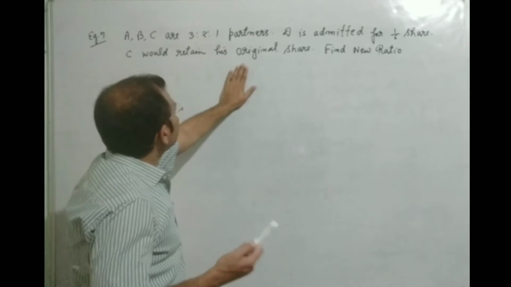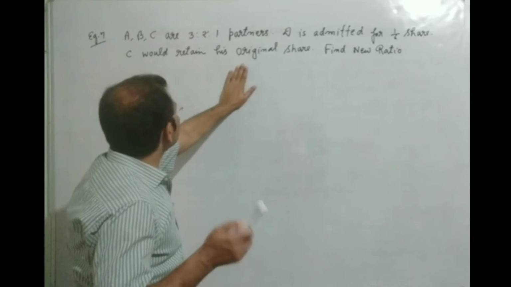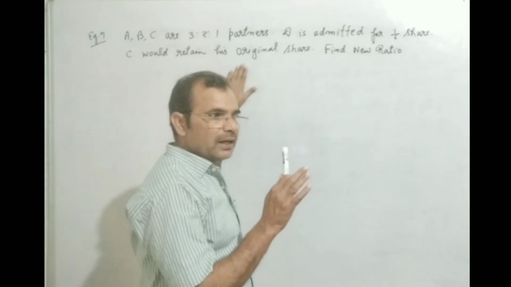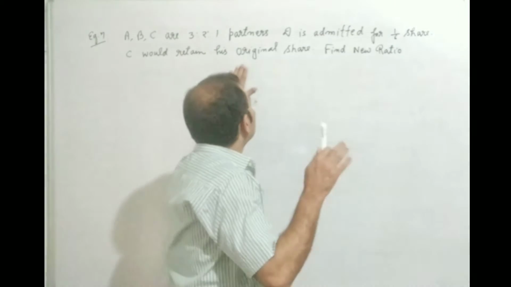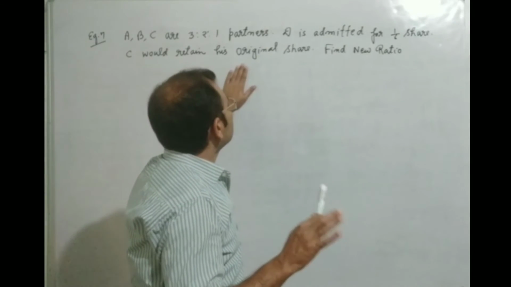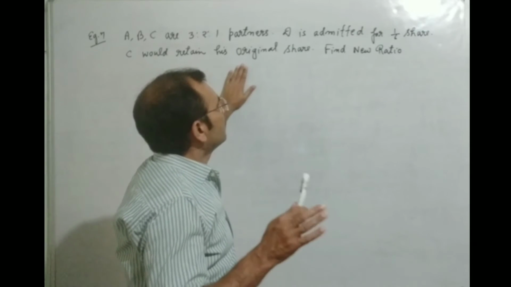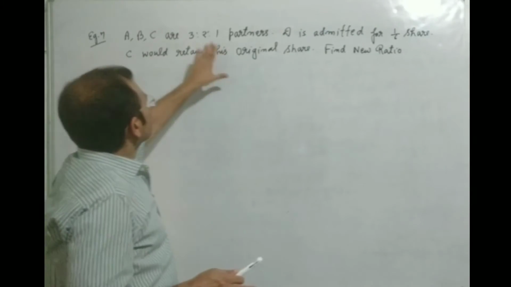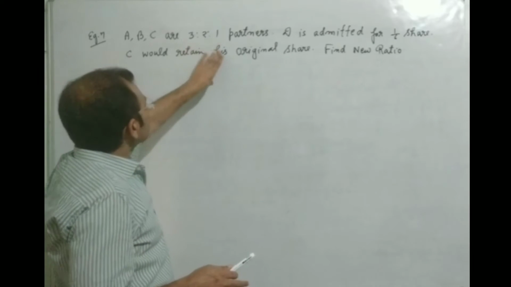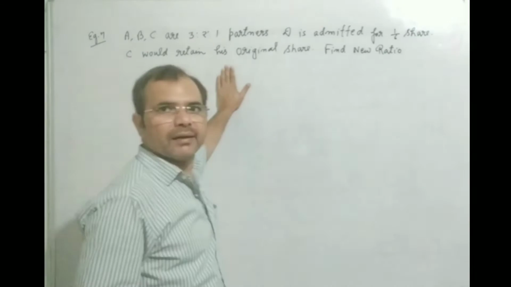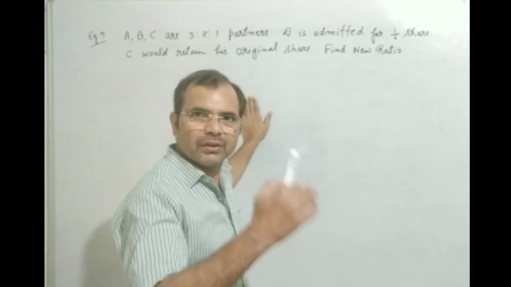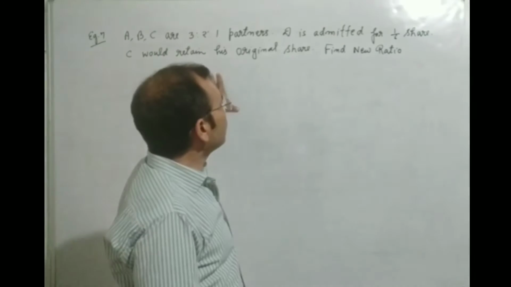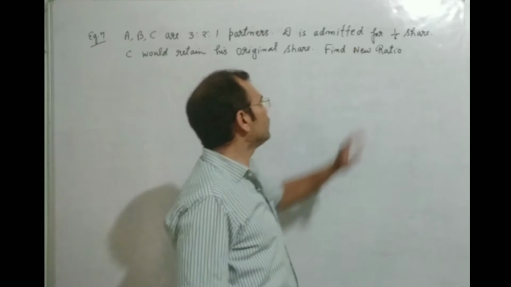This is one problem, and the other problem is that C would retain his original share. C is saying that he is not going to sacrifice. C is saying that I am not going to sacrifice any part for D. It means C's share will not be affected on the addition of D. Okay, this is the problem. Now we will solve this question.